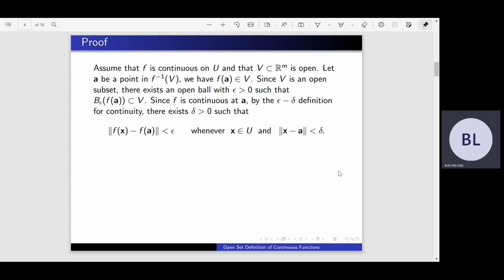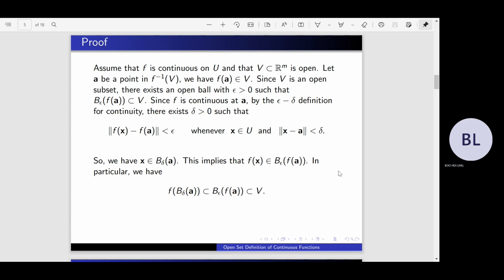Since the function f is continuous at the point a, by the epsilon-delta definition of continuity, there must exist a positive number delta such that the norm of f of x minus f of a is less than epsilon whenever the vector x is contained in U and the norm of x minus a is less than delta.